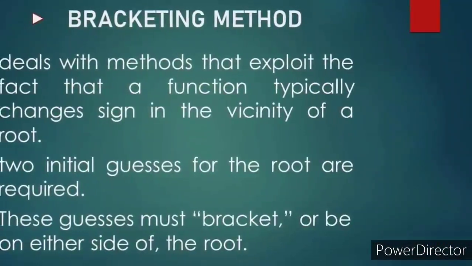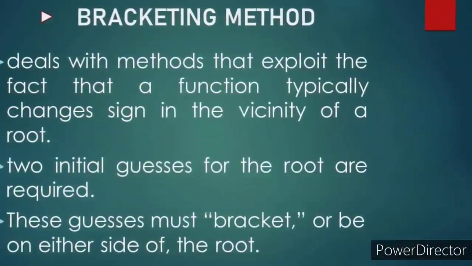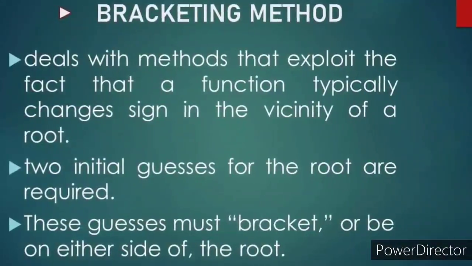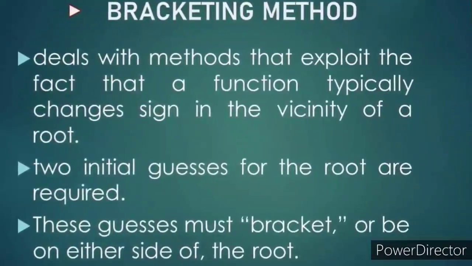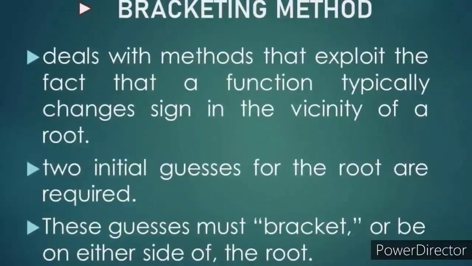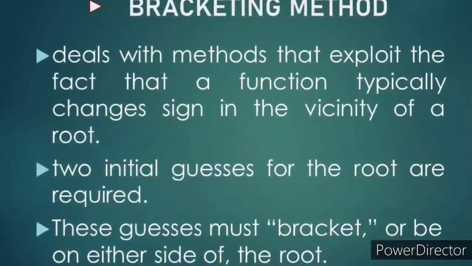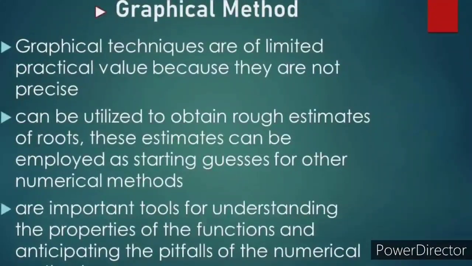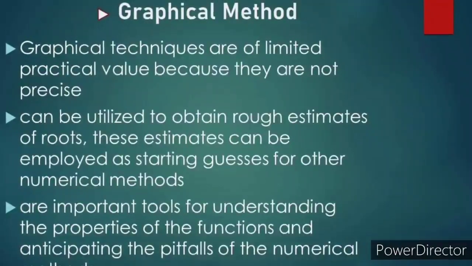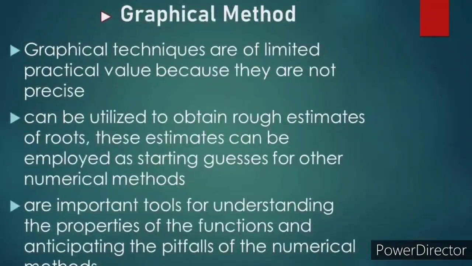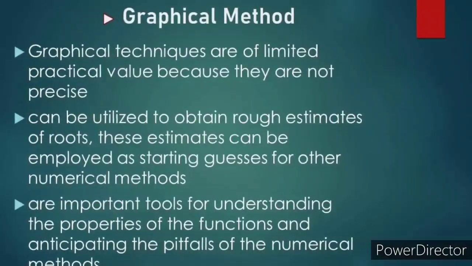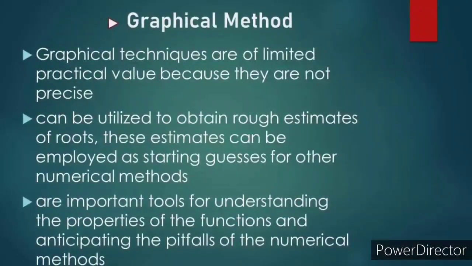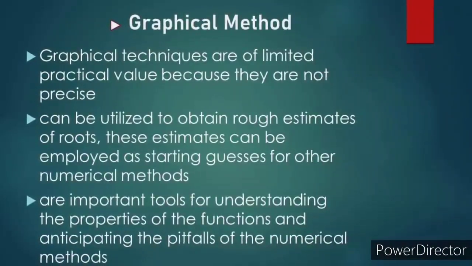Bracketing methods exploit the fact that a function typically changes sign in the vicinity of a root. Two initial guesses for the root are required. These guesses must bracket, or be on either side of, the root. Graphical methods: graphical techniques are of limited practical value because they are not precise. They can be utilized to obtain rough estimates of roots. These estimates can be employed as starting guesses for other numerical methods. They are also important tools for understanding the properties of functions and anticipating the pitfalls of numerical methods.